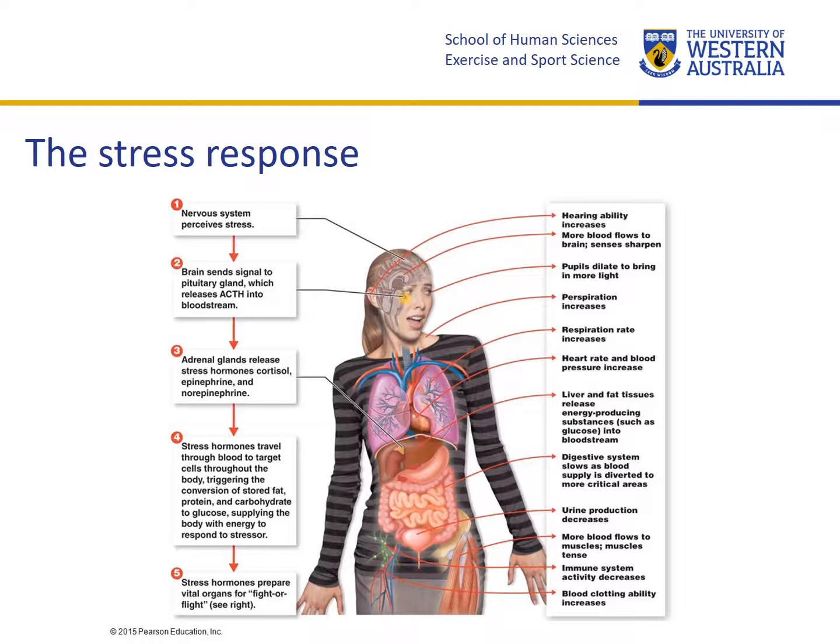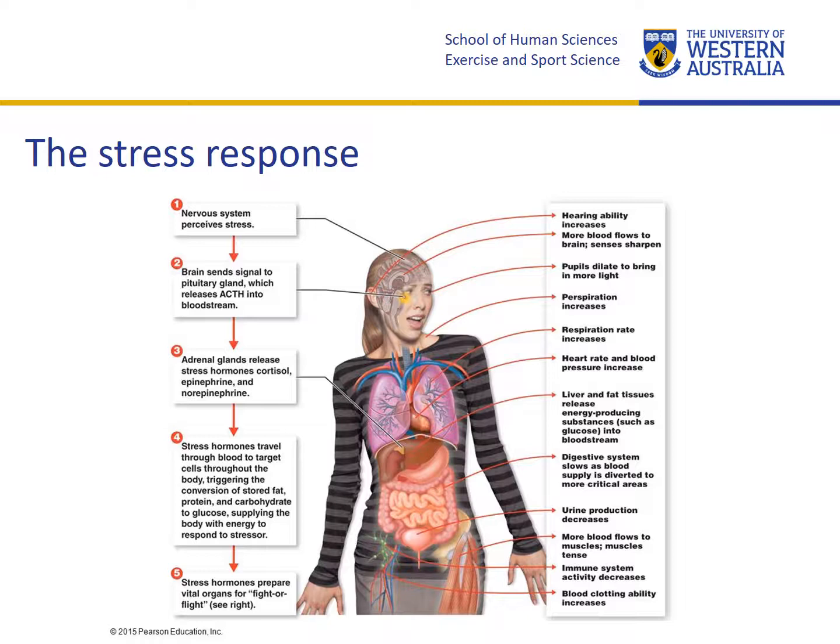So these are stress hormones, and when they're released by the adrenal glands, they travel through the bloodstream and target cells throughout the entire body. Basically, what these hormones do is prepare us for action. They prepare us to respond to stress because stress is seen as a threat that we need to respond to. So it basically prepares the body for fight or flight.